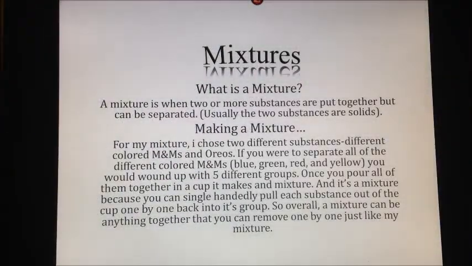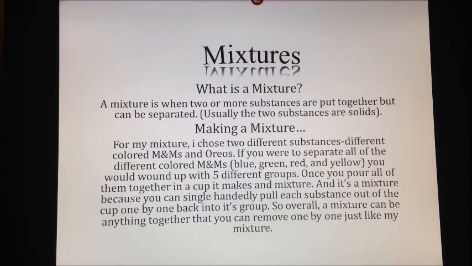Mixtures. What is a mixture? A mixture is when two or more substances are put together but can be separated. Usually the two substances are solids, making a mixture. For my mixture, I chose two different substances, different colored M&Ms and Oreos.